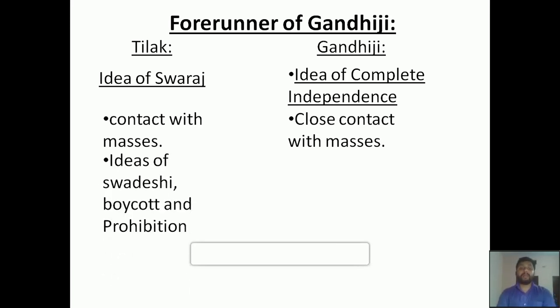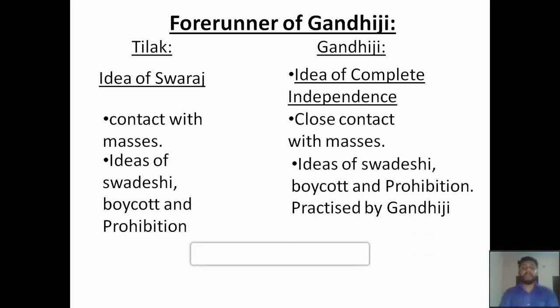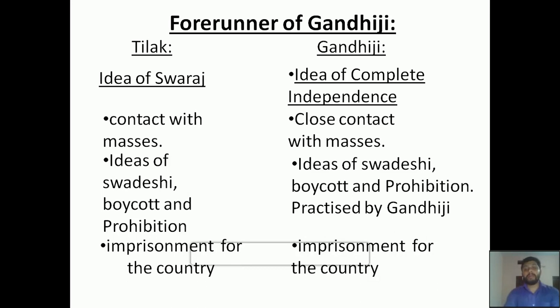The third point is the ideas of Swadeshi, boycott and prohibition. These methods were used by assertive nationalist leaders. The ideas of Swadeshi and boycott were introduced by Bal Gangadhar Tilak, and they were practiced by Mahatma Gandhi as well. Gandhiji was also attracted towards this ideology, and it was another main similarity between Tilak and Gandhiji. Then, Tilak underwent imprisonment for the country, and Mahatma Gandhi also underwent imprisonment for the country. So these were the similarities of Tilak and Gandhiji. That's why Bal Gangadhar Tilak is known as the forerunner of Gandhiji.